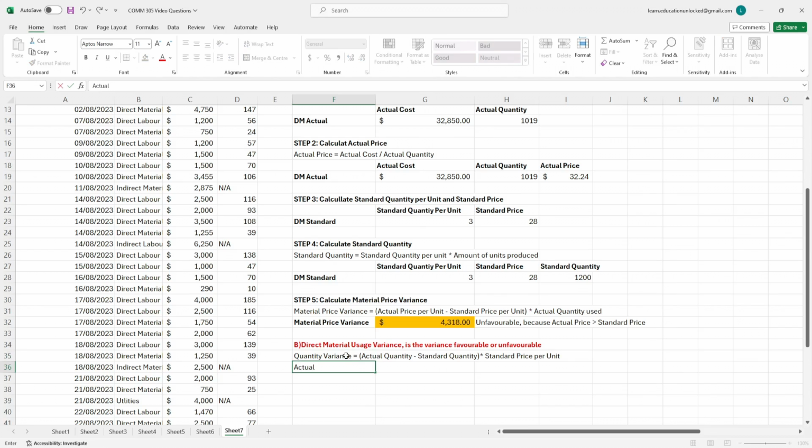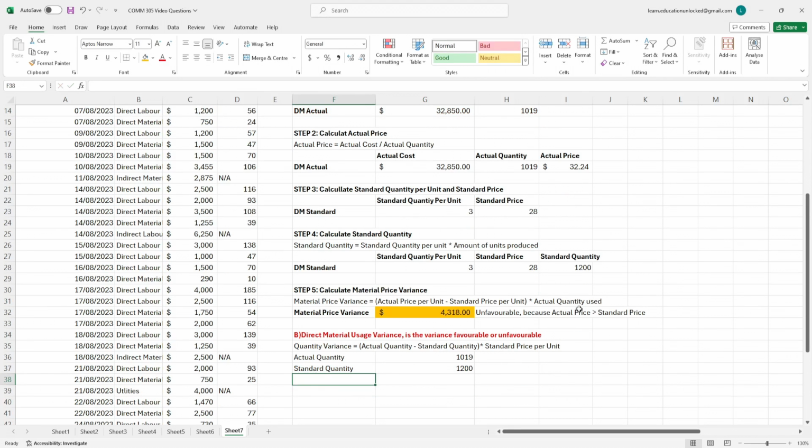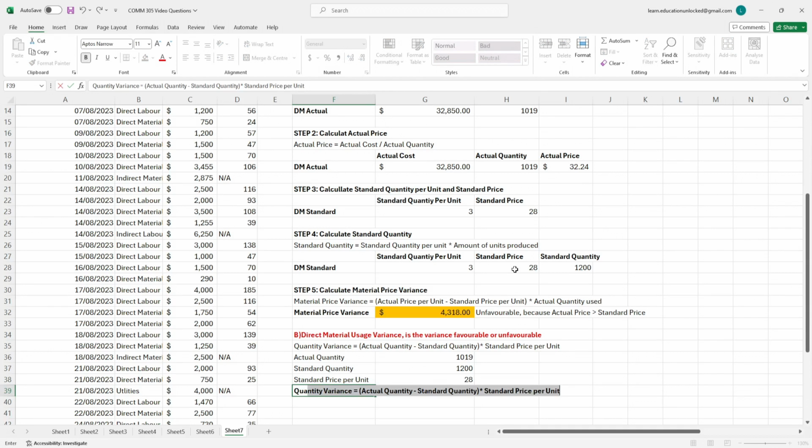All right, and so our actual quantity, we have that here, 1019. Our standard quantity is equal to 1,000. We had it somewhere, standard quantity right here, and then standard price per unit right here. So we can just combine all of this to calculate our quantity variance.